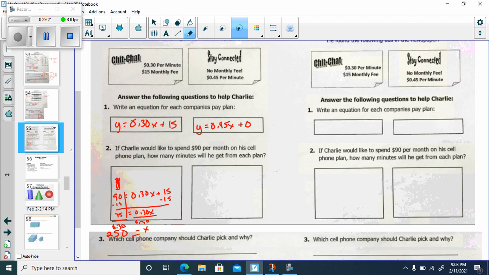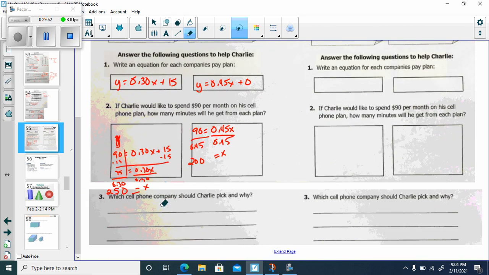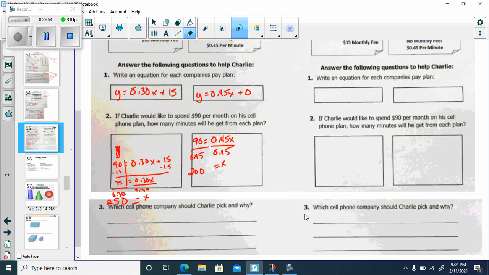Now let's try this one. 90 is equal to 45 cents per minute times the number of minutes, and that's plus 0, so that can go away. Let's divide both sides by 45 cents per minute. And x is equal to 90 divided by 0.45. And that would be 200 minutes. Well, which one would give you more minutes? The Chit Chat plan, okay? Which cell phone company should they pick and why? Chit Chat, because it would give you 50 more minutes of time than the other company.